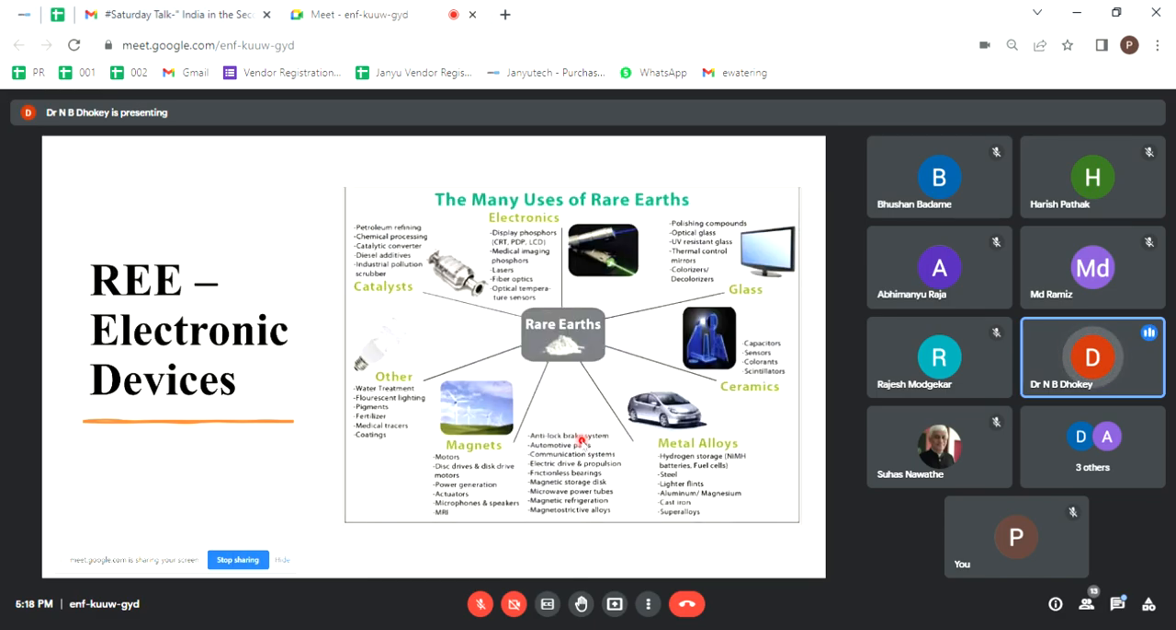Now on the front of rare earth elements and electronic devices, you'll see so many applications of rare earth metals: electronics, catalysts and magnets, metal alloys, ceramics, glasses, so full of the gadgets that we use in our day-to-day life. You'll find a lot of applications of rare earth metals for smoothing our own life.